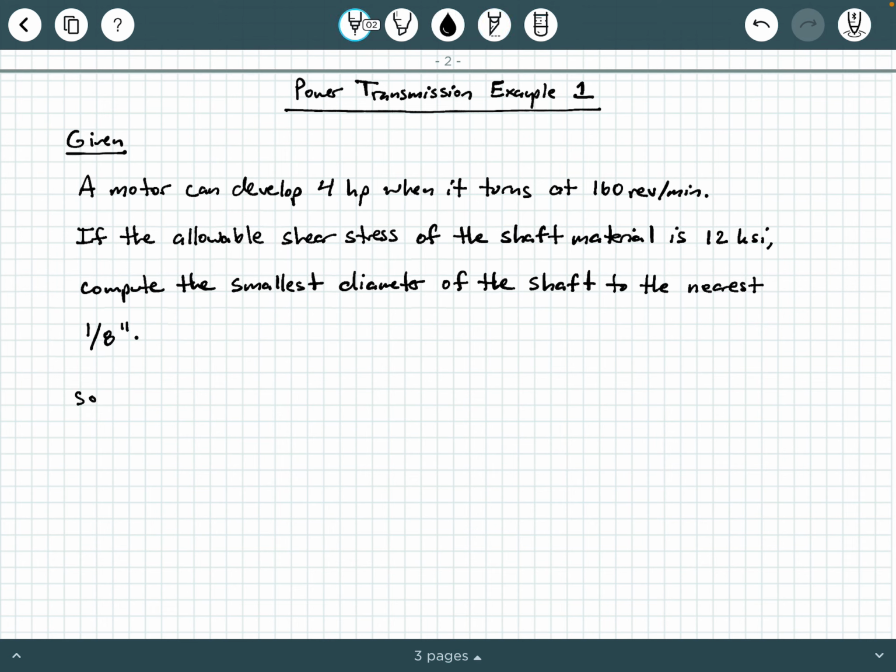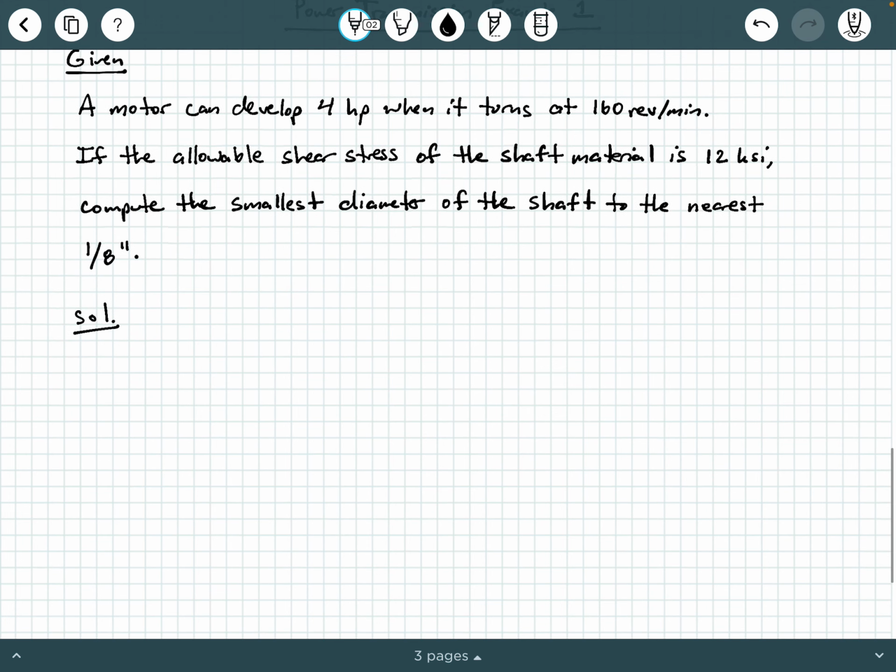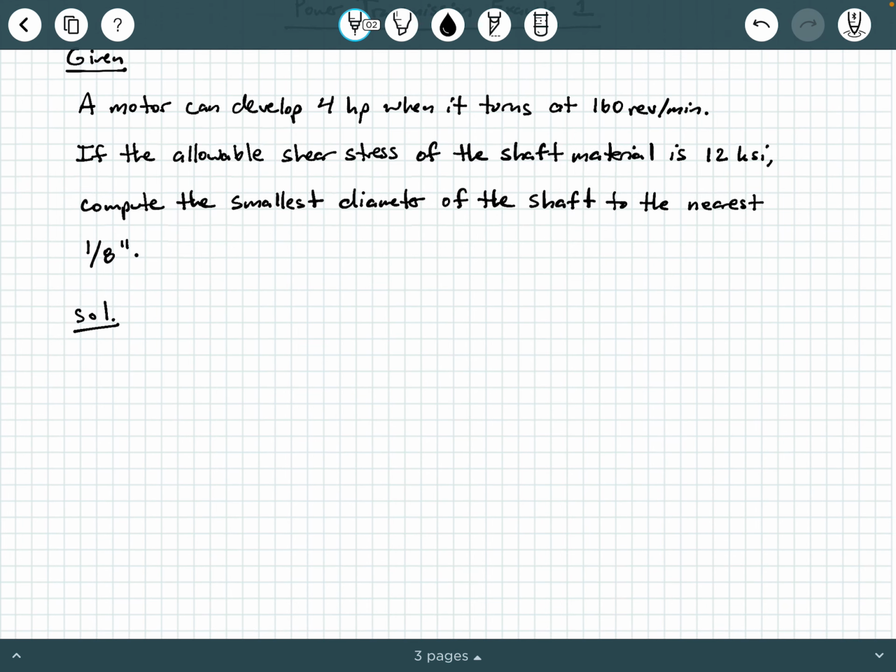I'm going to write solution here, and I'm going to go ahead and get my constants spelled out and converted accordingly. So we're told that the power is 4 horsepower. So let's go ahead and convert this to base units.